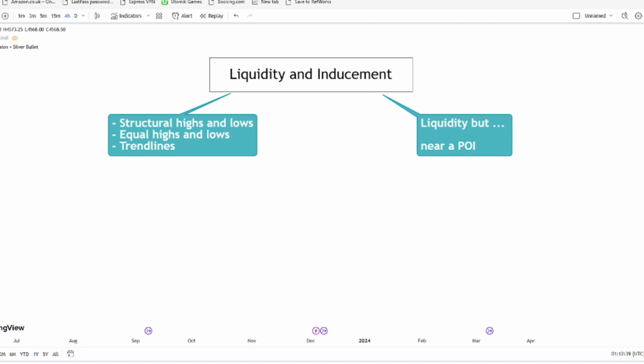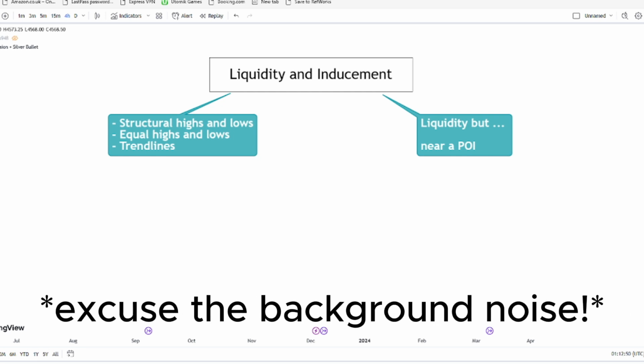So in today's video we're going to be discussing the concept of liquidity and inducement, something that's used a lot in the SMC space, specifically not so much the ICT space but more the SMC space. So we're going to be discussing what liquidity is and what inducement is.